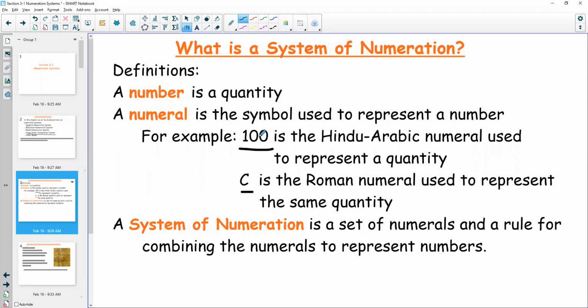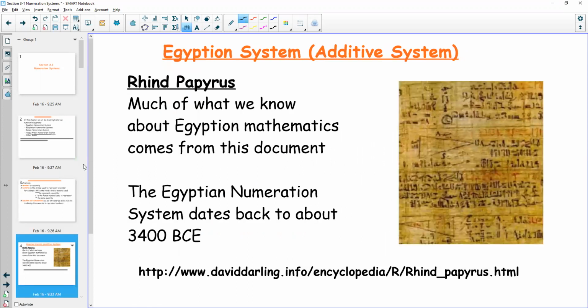A system of numeration is the set of numerals along with the rules that you use for combining the numerals to actually show a number or a quantity, okay? So we're going to work our way from early to later, from simple to complex. The beginning of all of this really goes back to Egyptians.